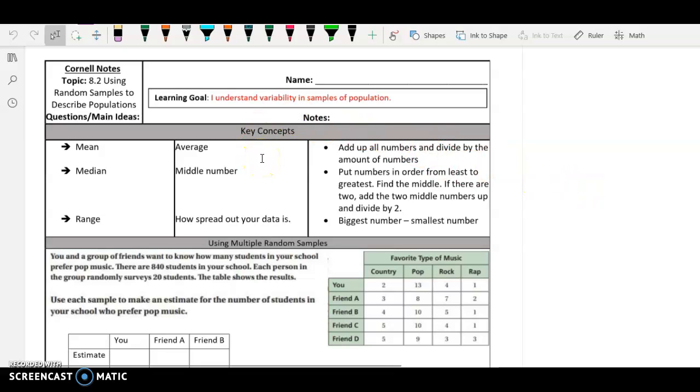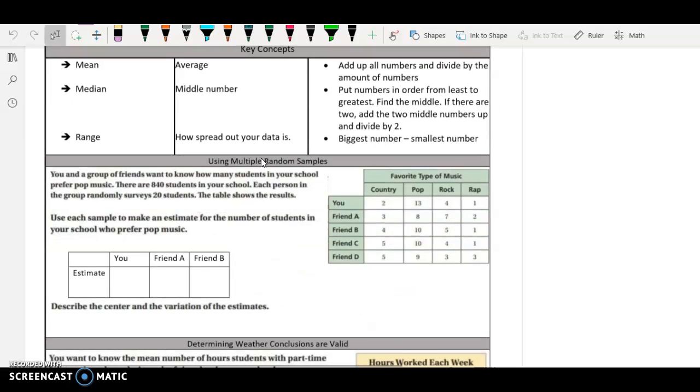So the mean is the average, and that's when we add up all of our numbers and divide by how many numbers we have. Our median is our middle number, which we put in order from least to greatest and find the middle. If there are two middle numbers, we add those two middle numbers up and divide by 2. And then our range is how spread out our data is, and that is our biggest number minus our smallest number. And so we are going to use multiple random samples.